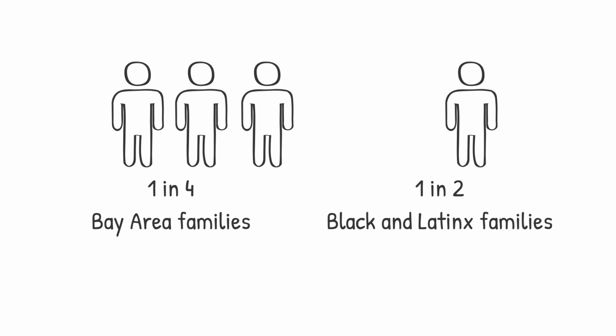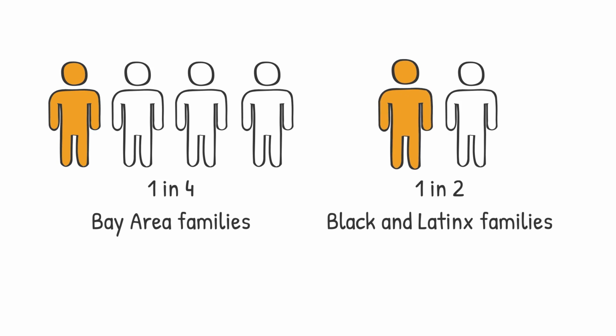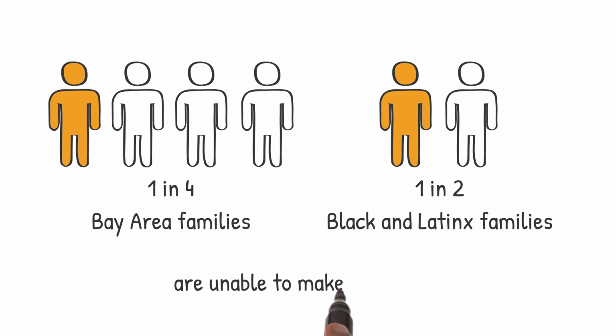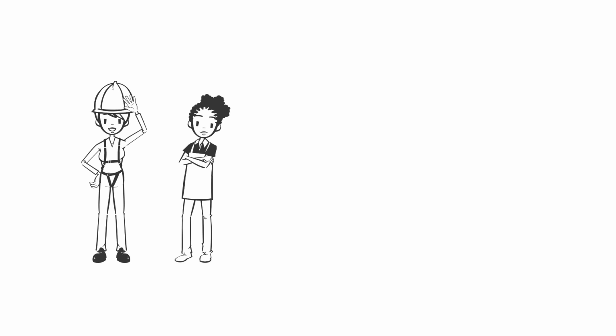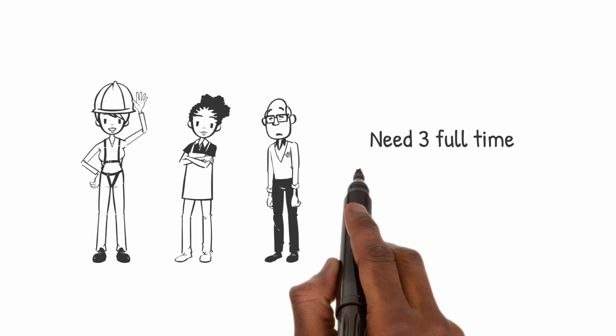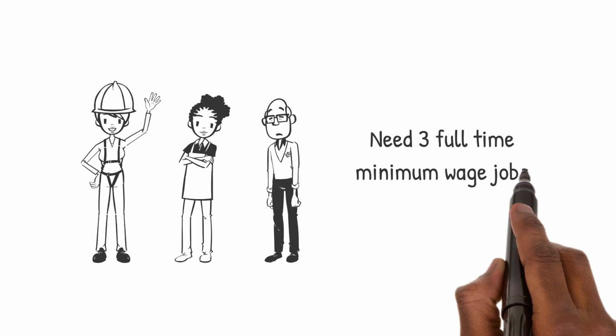In 2021, nearly 1 in 4 Bay Area families and 1 in 2 Black and Latinx families are unable to make ends meet in the Bay Area. A family would need more than 3 full-time minimum wage jobs to meet their basic needs.